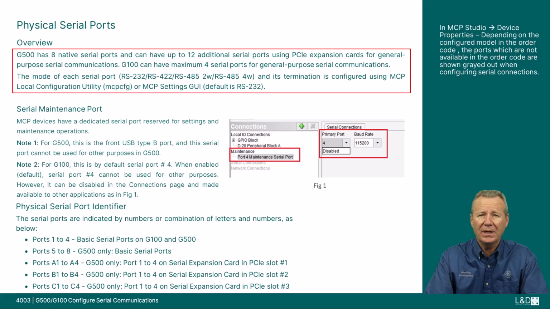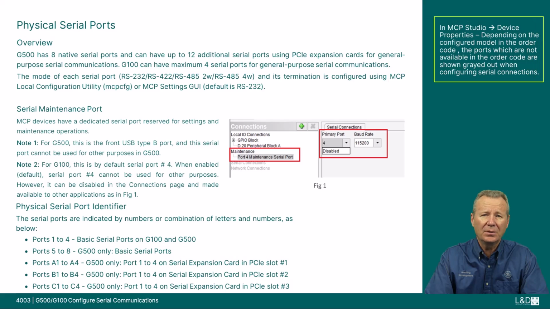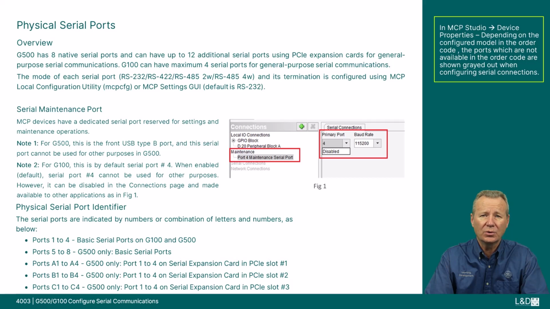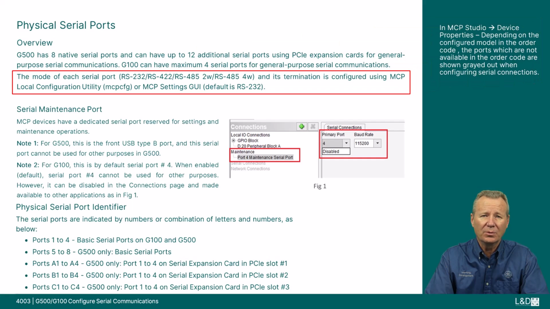The G100 can have a maximum of 4 serial ports for general purpose serial communications. Depending on the configured model in the order code in the MCP Studio Devices Properties, the ports which are not available in the order are shown grayed out when configuring serial connections. The mode of each serial port, RS-232, RS-422, RS-485 2-wire, RS-485 4-wire, and its termination is configured using the MCP Local Configuration Utility, or MCP CFG, or the MCP Settings GUI. The default is RS-232.